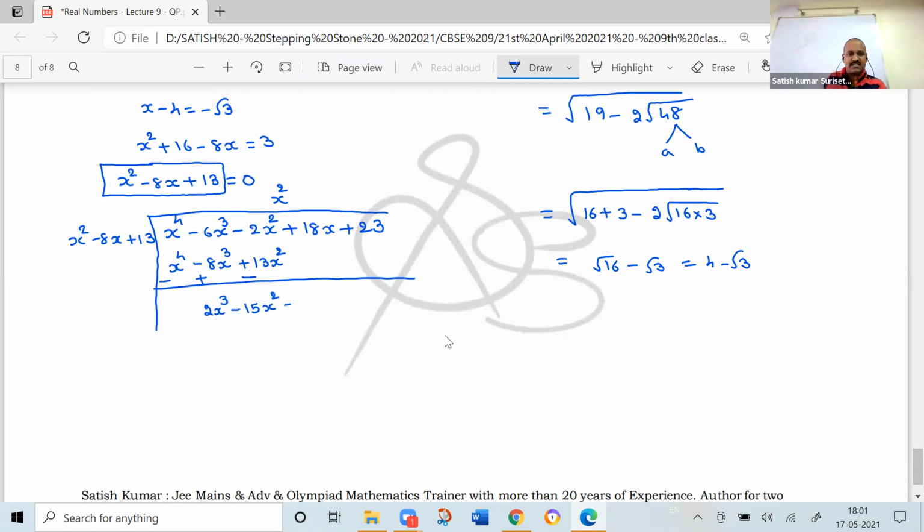Take the next term, plus 18x. Now again 2x cube divided with x square. We'll get the quotient as plus 2x. Now multiply 2x with all the terms. 2x into x square, 2x cube. 2x into minus 8x, so minus 16x square, plus 26x. Subtract again. Minus plus minus. This will get cancelled. Minus 15 plus 16, that is x square. Plus 18 minus 26, so minus 8x plus 23.